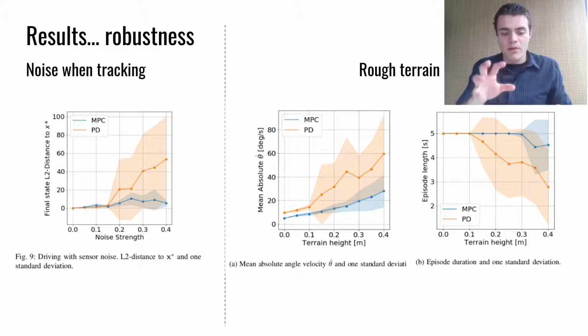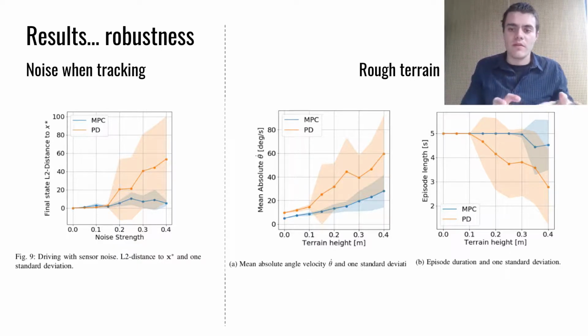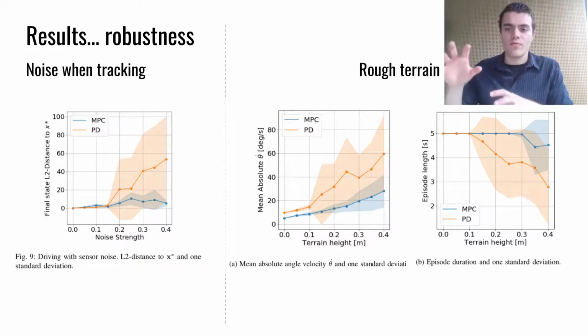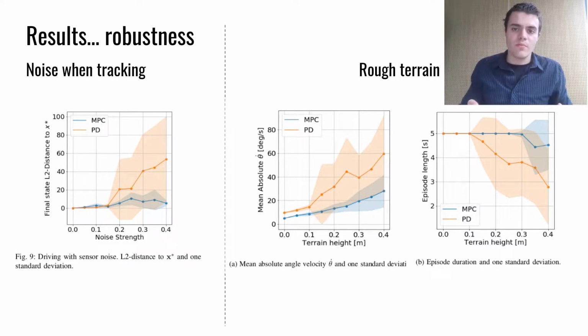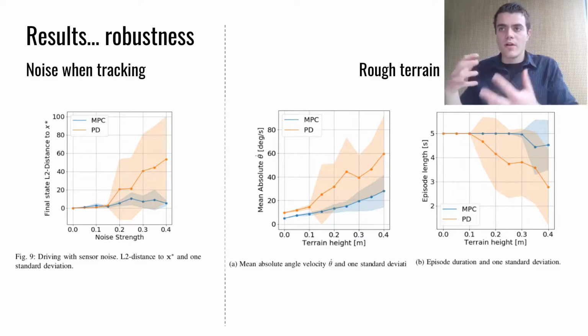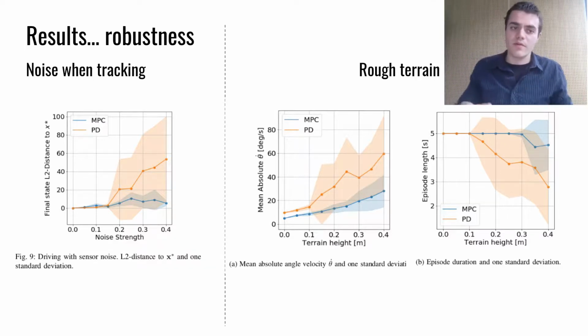While both of them have an increased velocity due to the rough terrain, it takes more height for MPC to fall over, with it falling over after a height of 0.3 meters, and PD falling over already at 0.1 meters height. So this shows that even though both controllers were tuned on flat terrain with no noise, once noise is introduced or obstacles in the form of rough terrain are introduced, MPC has a much better performance than PD.